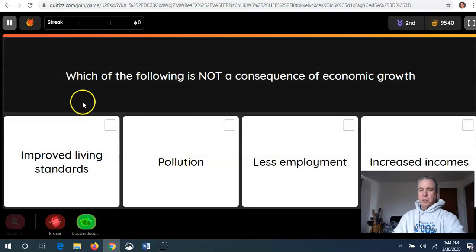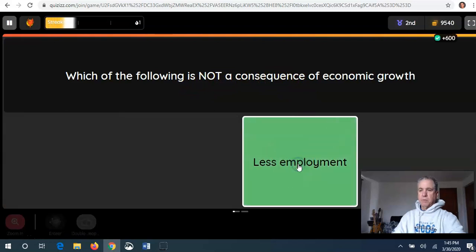Which of the following is not a consequence of economic growth? Okay, so which one of these would not happen during economic growth? There would be more pollution. There would be improved living standards. There would be more employment, so I don't like that one. That's the only one. Increased incomes, yeah, that would happen. So the only one that would not be a consequence, I clicked it wrong before. Less, it's got to be this one.